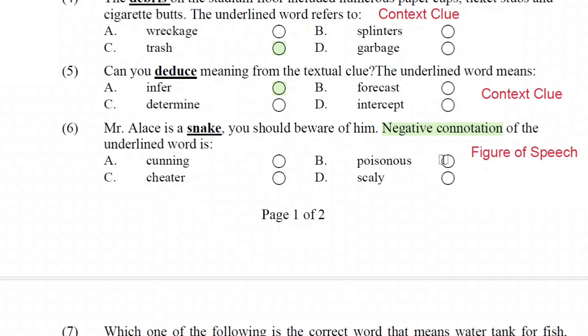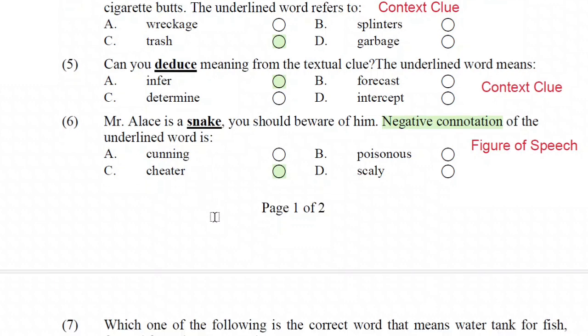Poisonous, it is literal meaning. It is metaphorical meaning. It is literal meaning. Cheater is the exact word, because cunning, we can say cunning is slightly better than cheater. And scaly, again, it is literal quality. Scaly means the rough, scaly surface. So these two options are literal, and this sentence is an example of metaphor. We have not used it in literal meaning.